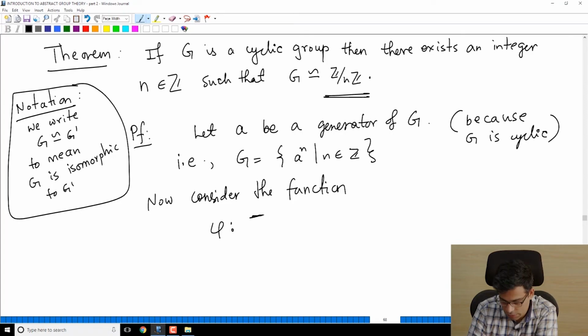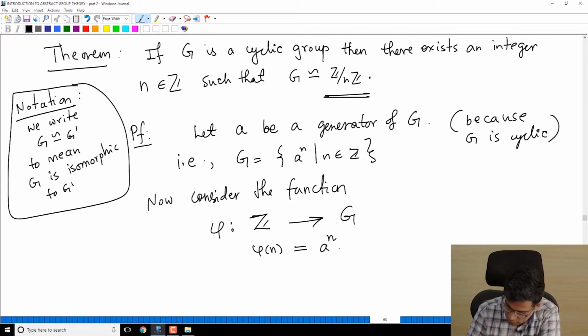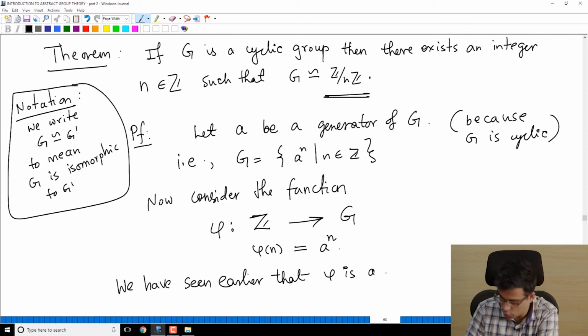Now consider the function phi from Z to G. What is this function? It takes n to a to the n. This is a function that we have studied in a previous video. So we have seen earlier that phi is a homomorphism.